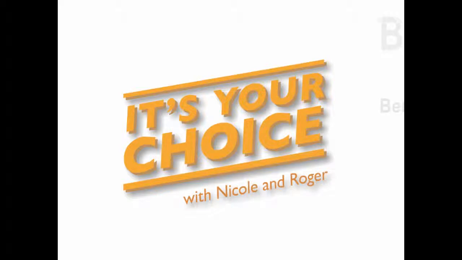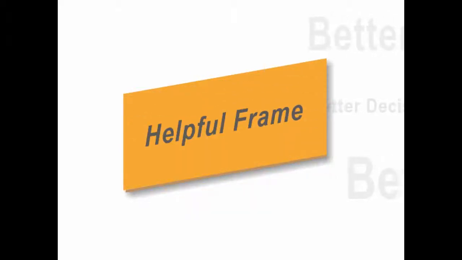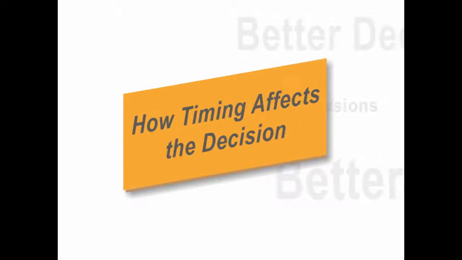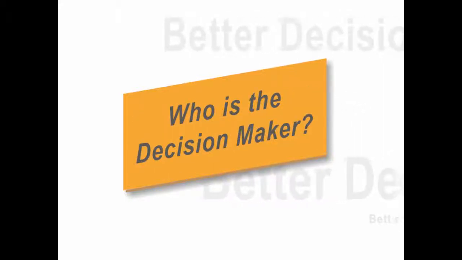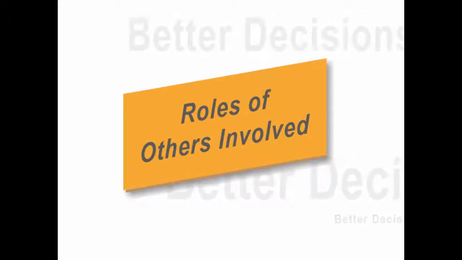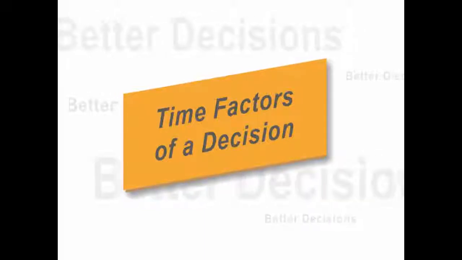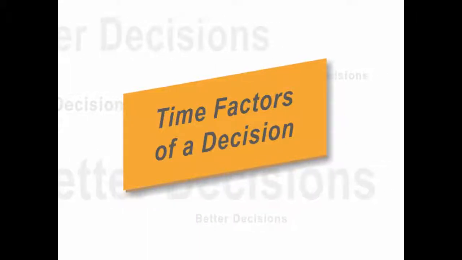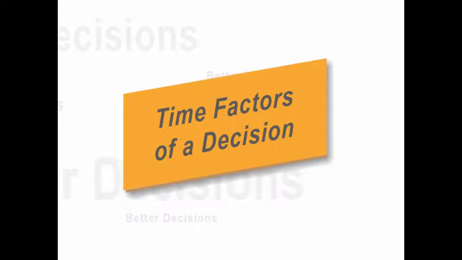On today's episode of It's Your Choice, Nicole and Roger discussed how a helpful frame includes paying attention to who is involved in a decision and how timing affects the decision. They covered how being clear on who is the ultimate decision maker and what roles others play can improve a decision. Considering how time plays into a decision helps keep you from rushing through important decisions or spending too much time on trivial ones. Remember that important decisions often benefit from more time, so you prepare to make the best choice before the moment arrives.